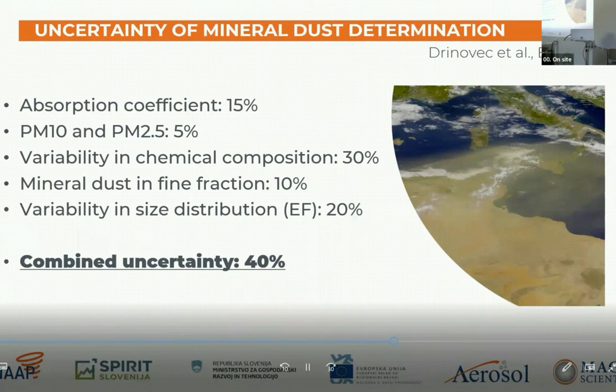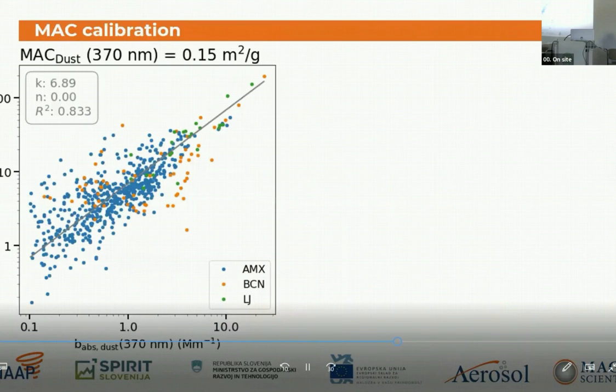Before we continue with the results, I must give you some information about the uncertainties of the method. Taking different uncertainties into account, the overall uncertainty is estimated at 40%. And here we have the estimation of the MEC from 3 stations. On the x-axis is measured optical absorption of mineral dust, and on the y-axis is the estimated concentration of mineral dust. MEC value is 1 divided by the slope. Dust was estimated with our method in Barcelona and Ljubljana, while the dust events in Cyprus are too frequent for this method. Therefore, chemical analyses were used there for the dust estimation.